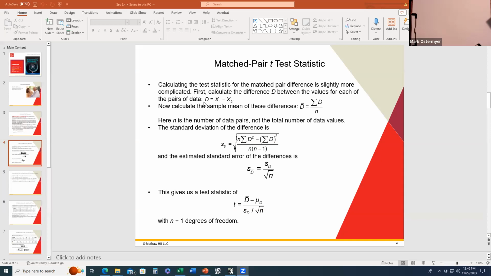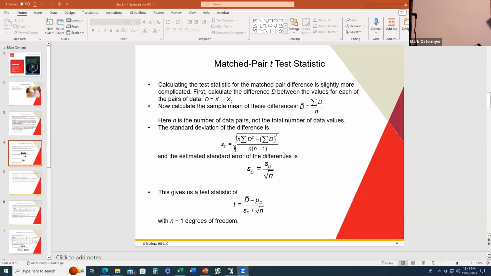But what we would do is calculate all these differences as differences of these matched pairs, and then find the mean of those differences. We would compute D bar by adding all the differences together and dividing by the total number of differences. So that we have to take into account if we are going to compute our test statistic. Now, the standard deviation of the differences is computed by using this formula here.